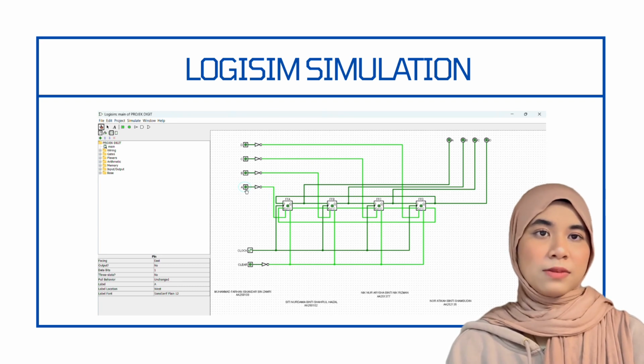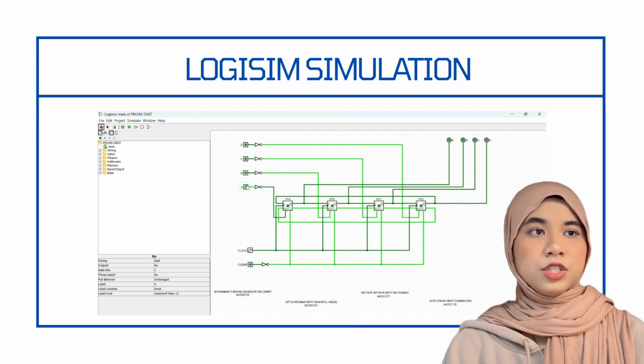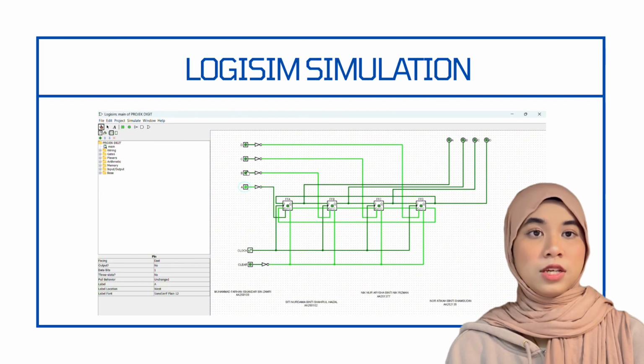Hi, Assalamualaikum. My name is SITI NURDAMIA HAIZAL. My matric number is AA250102. Today, I will present a simulation of a parallel and shift register using the 7476 JK flip-flop.